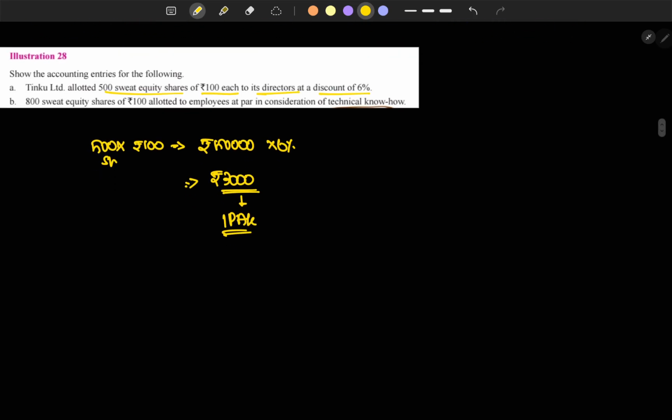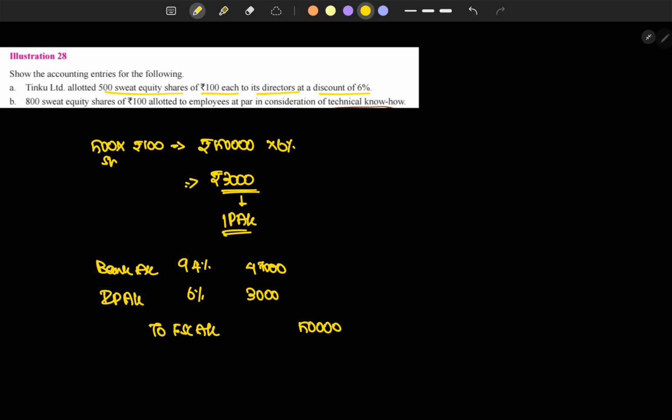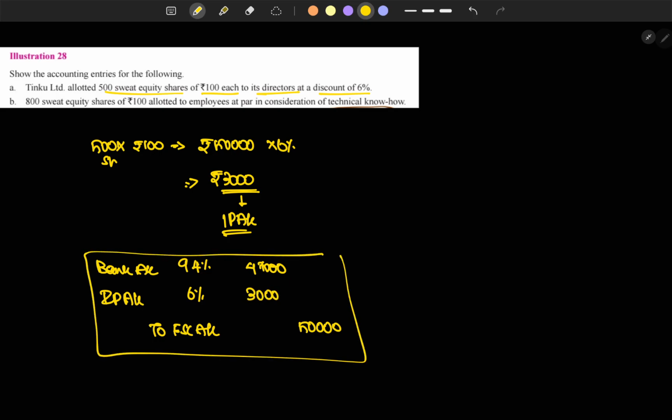Out of these 50 equity shares, we are receiving 94 percent, and the IP account we are bearing 6 percent. So to equity share capital we are issuing to the employee 50,000 worth equity shares, and then 47,000 has been paid by the employee, and 3,000 has been borne by the company.